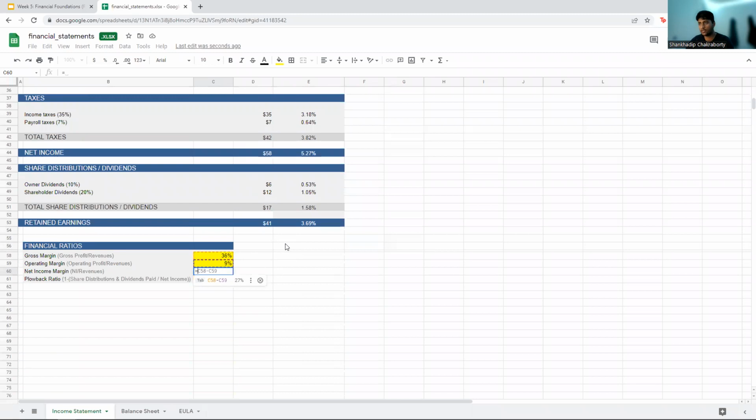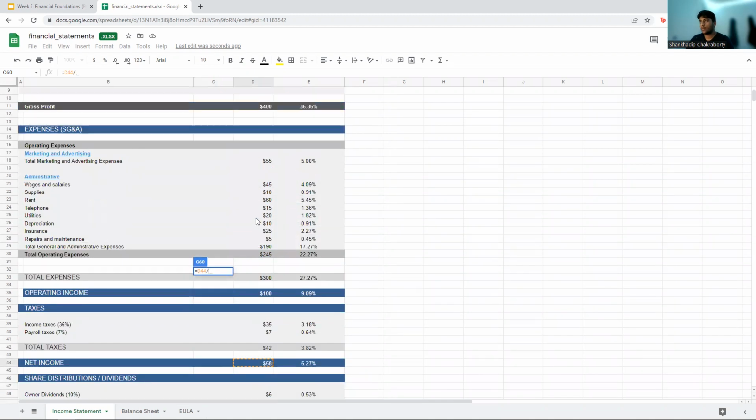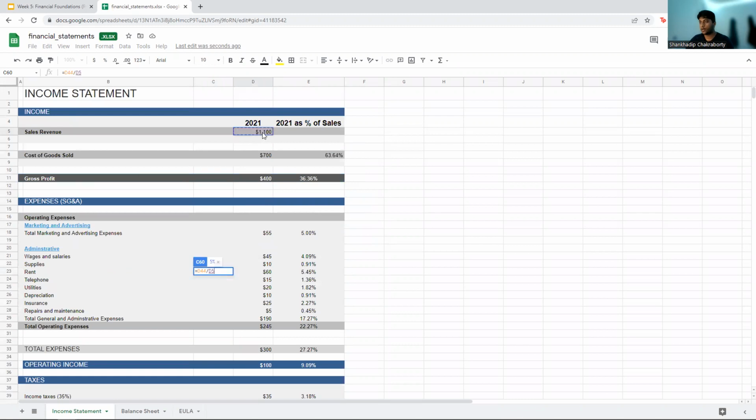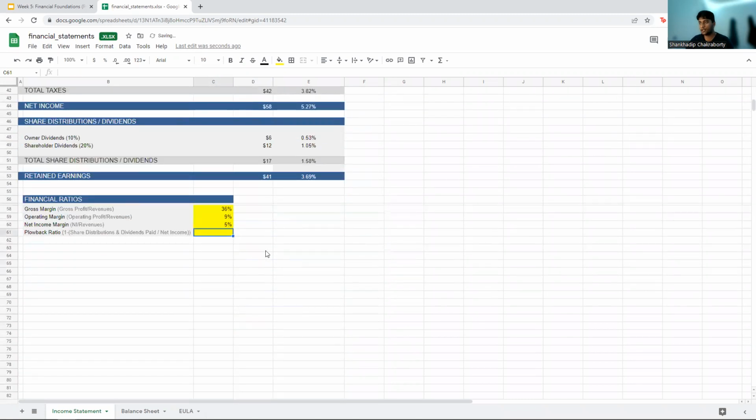Net income margin, that is just your net income, not retained earnings. That's another measure. That goes back into your balance sheet. Your net income divided by your revenues, that's your net income margin, and that's 5%. So that's good. That means not a lot of cash outflows recurring between operating and net income. So you're not losing a lot to taxes and interest.